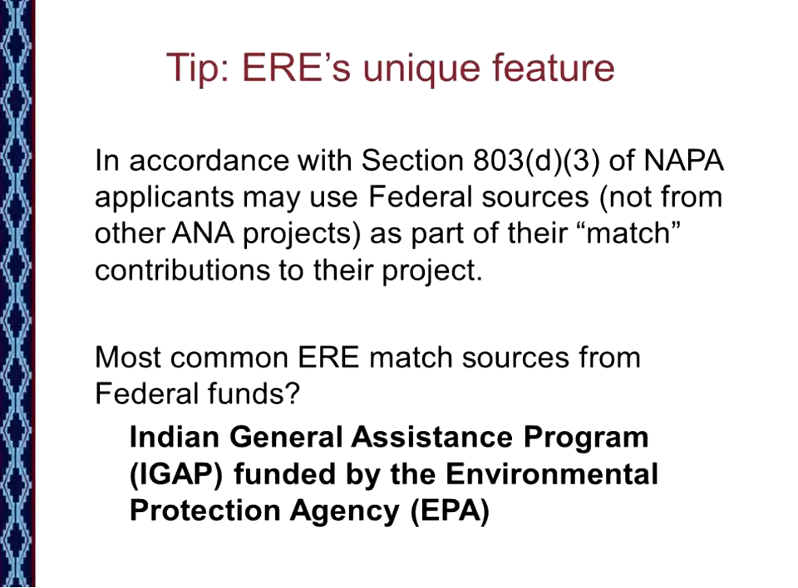So in accordance with NAPA, ERE applicants and grantees may use federal sources, excluding other ANA grants, as part of the match or non-federal share contributions to their project. And this is unique to the ERE funding area. So ANA has found that the most common ERE match source from federal funds is the Indian General Assistance Program, which is funded by the U.S. Environmental Protection Agency.